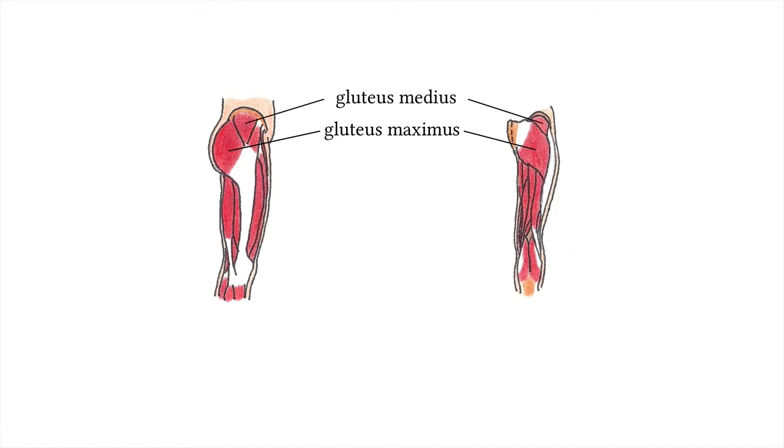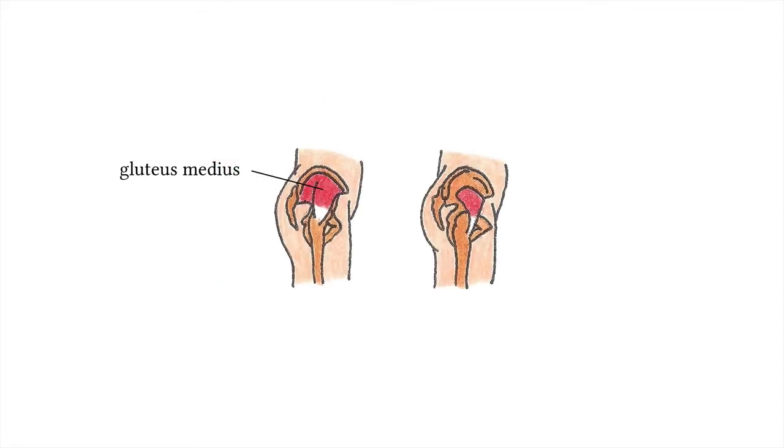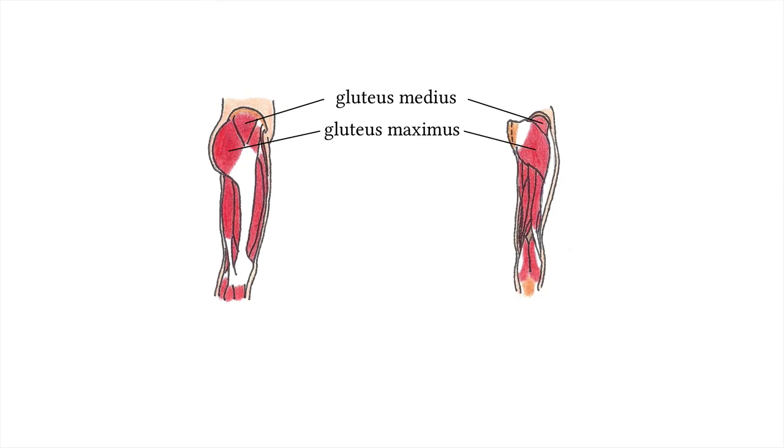The gluteus medius is deep to the gluteus maximus, and it abducts and rotates the thigh medially. Here's another view of the gluteus medius. Deep to this muscle is the gluteus minimus, which performs the same motions as the gluteus medius, to abduct and medially rotate the thigh.